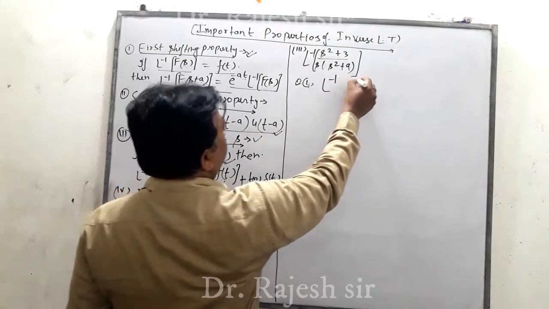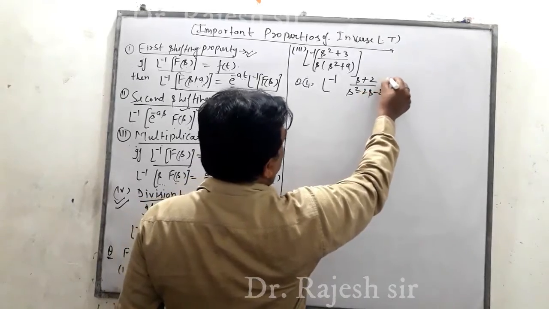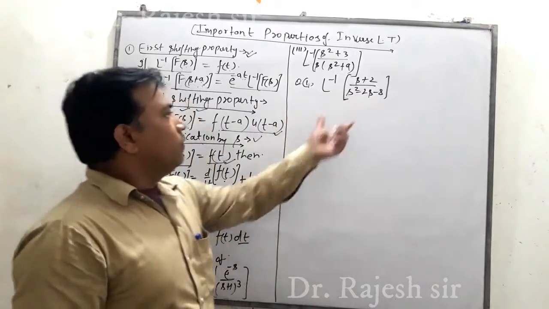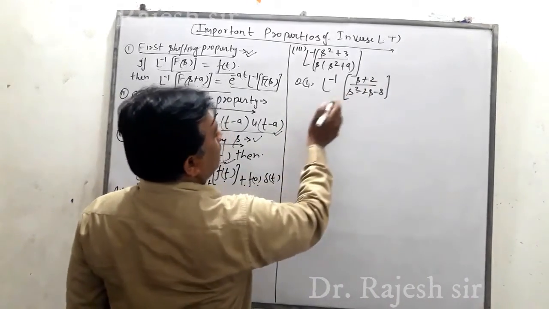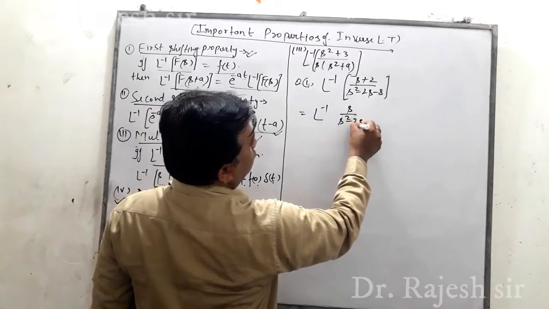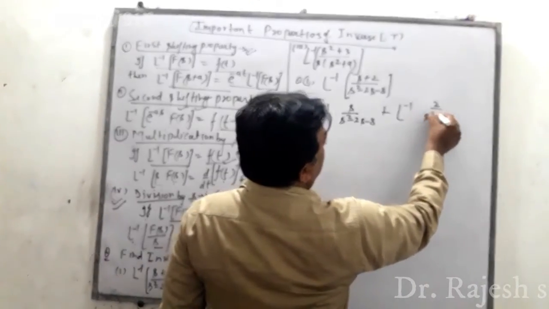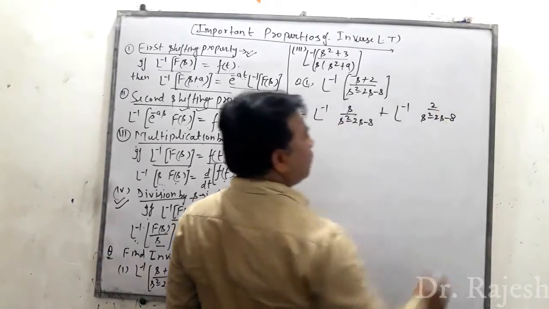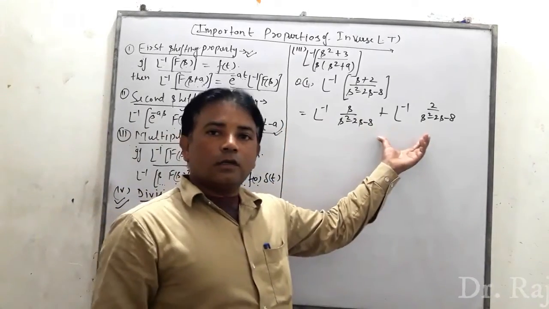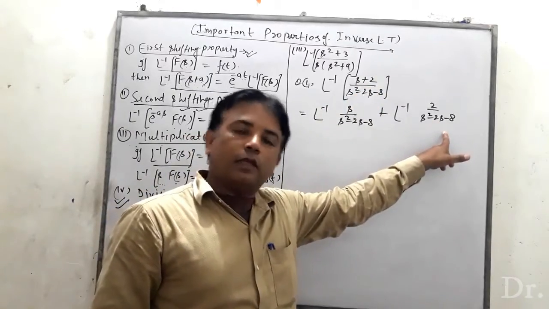Find the Laplace inverse of (s + 2) upon (s square minus 2s minus 8). We separate this function in the form: L inverse of s upon (s square minus 2s minus 8) plus L inverse of 2 upon (s square minus 2s minus 8). Understand these steps? Very simple: s upon this, and 2 upon this.